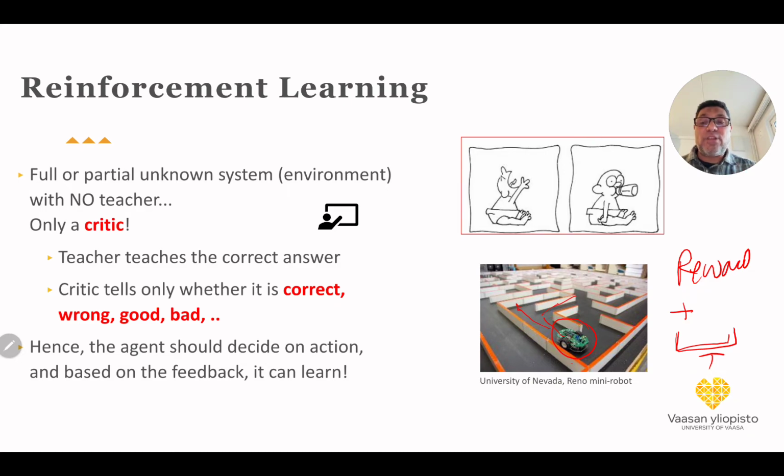So in reinforcement learning, we don't have teachers, we don't have labels, we don't have the correct answer, but we just have feedback, as a punishment or reward. Reward, punishment. This is wrong. This is right. This is wrong. This is right. But we don't show the actual answer. So this is how reinforcement learning works. So it only uses a critic.